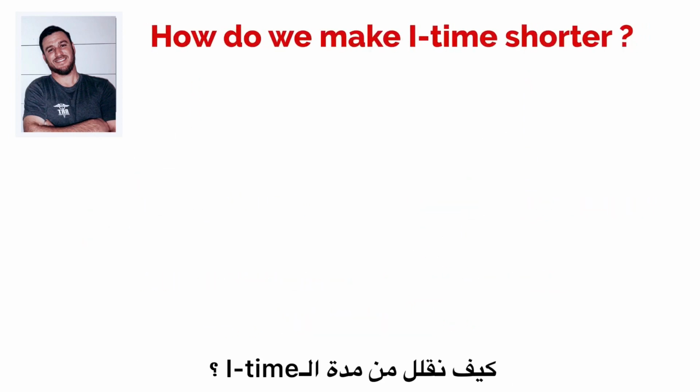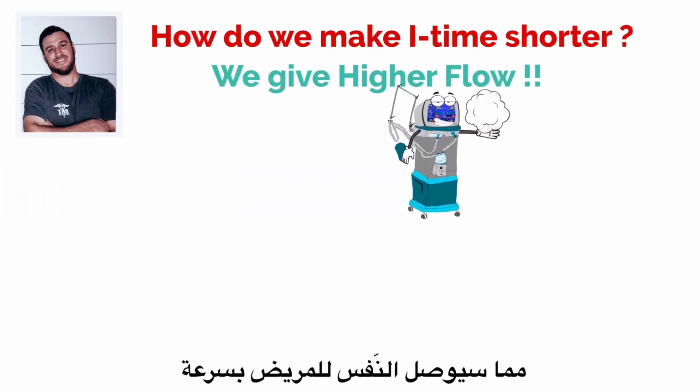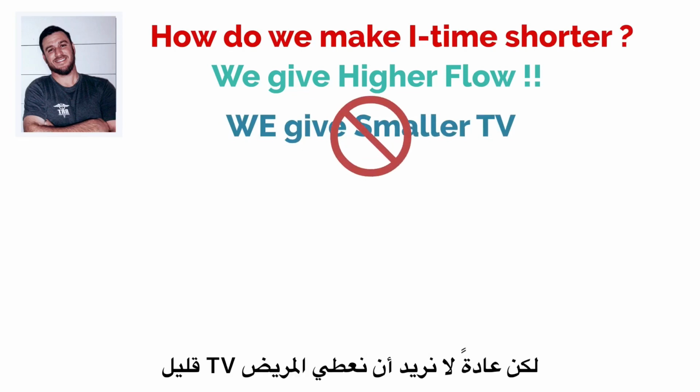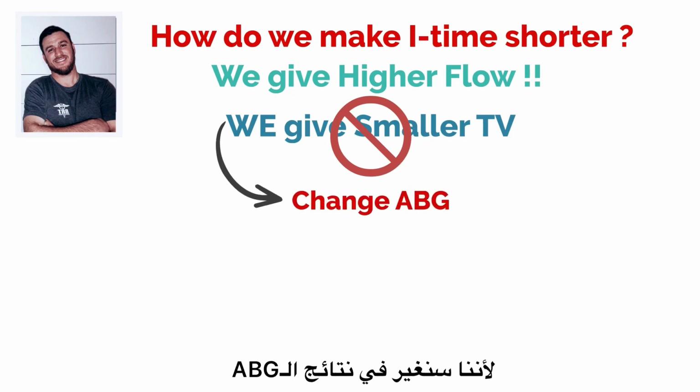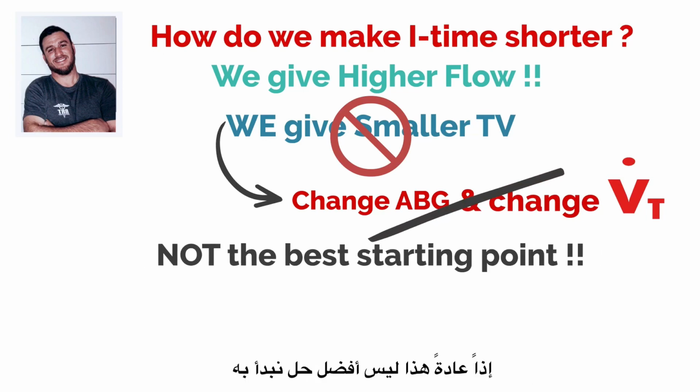Now, how do we make I time shorter? Well, we give a higher flow, which will deliver the breath faster. We give a smaller tidal volume, which will also decrease your I time. Now, typically, you don't want to give a smaller tidal volume because you're going to change your blood gas. You're going to alter your minute ventilation. So that's not typically the best starting point.